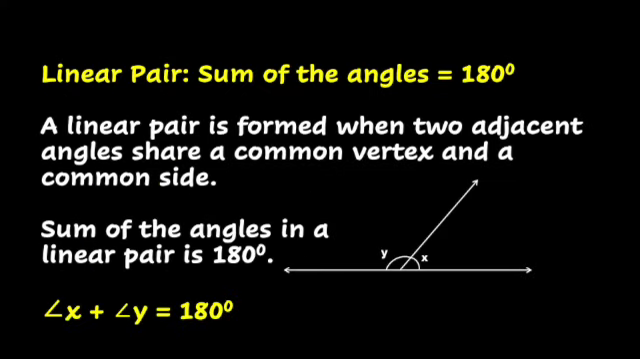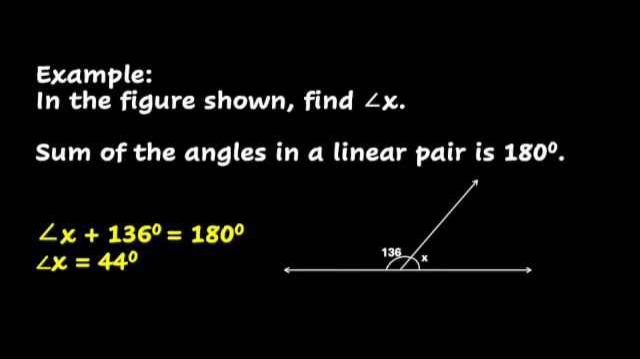Next we talk about linear pair, where the sum of the angles is equal to 180 degrees. A linear pair is formed when two adjacent angles share a common vertex and a common side. Basically, these are the angles formed on the same straight line. So the sum of the angles has to be equal to 180 degrees. So if you look at the figure here, you can easily write angle X plus angle Y is equal to 180 degrees.